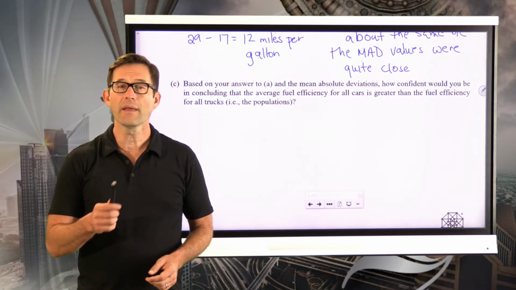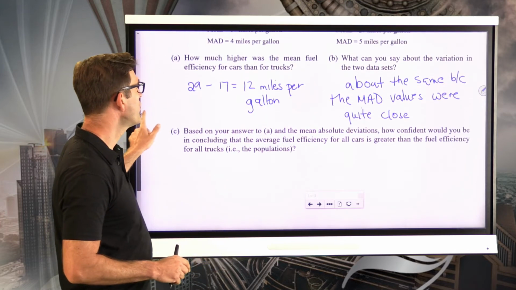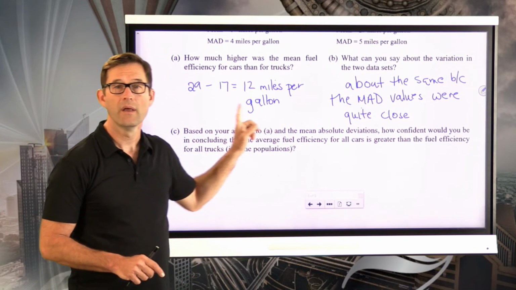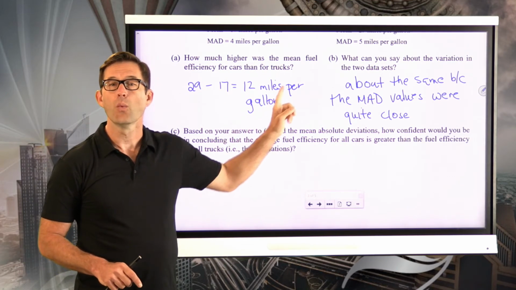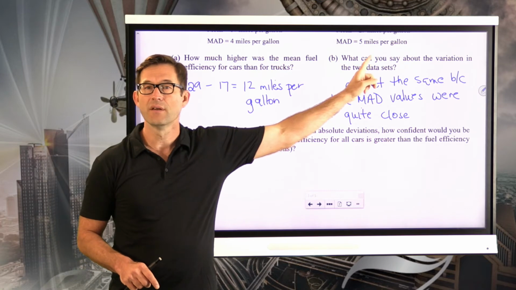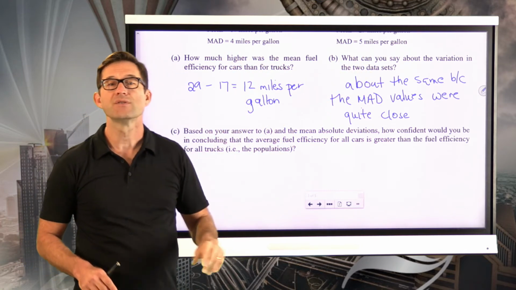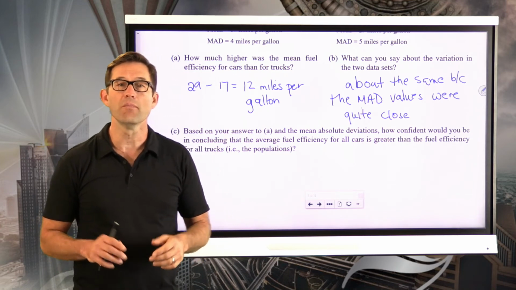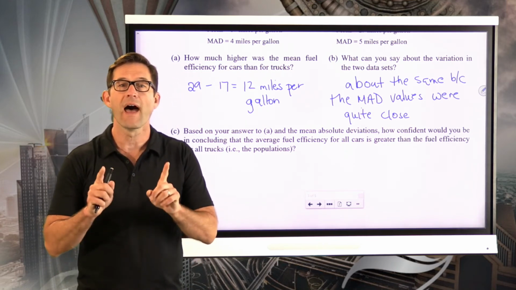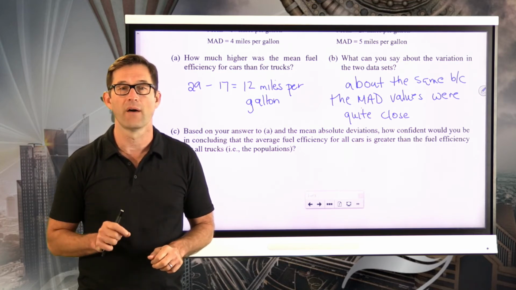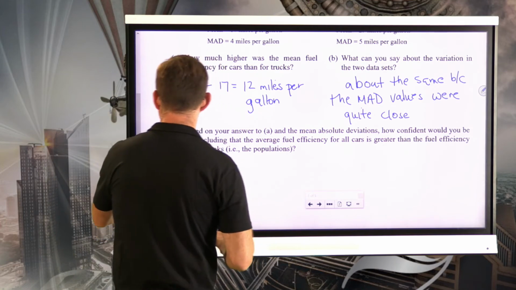All right, now unlike the last time, right? This time, the difference between the two things that we're considering, the two means, is 12 miles per gallon, which is more than twice this MAD, and it's 3 times that MAD, right? So now the difference between the two means is large compared to the variation within the groups, and that leads me to be very confident that I can make this inference about the populations.